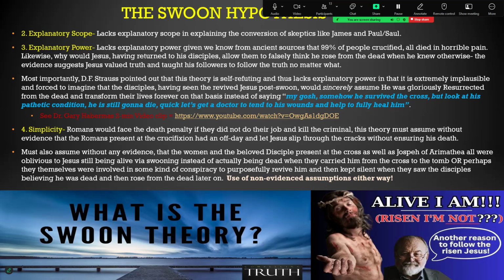And another ad hoc component here is that they must assume, without any evidence, that the women and the beloved disciple, John, who were present at the cross, as well as Joseph of Arimathea, all were oblivious to Jesus being alive as they transported his body from the cross to the tomb and that sort of thing. And they just didn't happen to notice that he was still alive or breathing or something like that. That's incredibly ad hoc, in my opinion. So, yeah, that's it for the swoon theory.